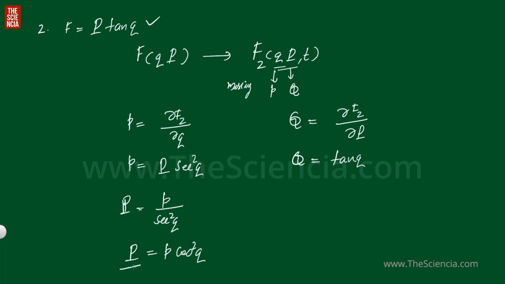So this is the new set of coordinates and this is the old set of coordinates. So this generating function F2 is transforming from the new set of coordinates to the old set of coordinates, or the old set of coordinates to the new set of coordinates. So this generating function will relate the old coordinates and the new coordinates.